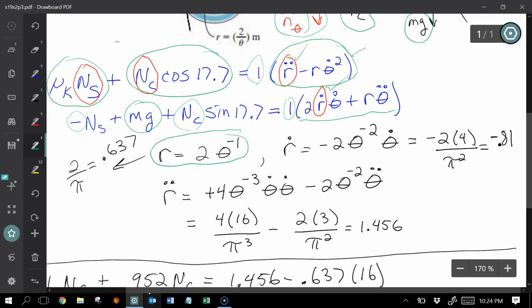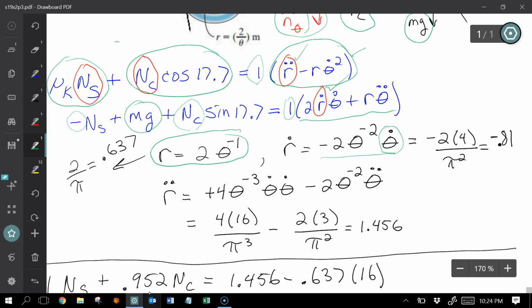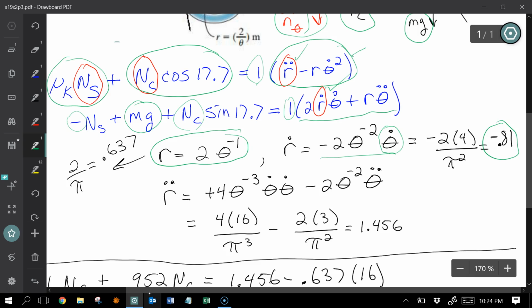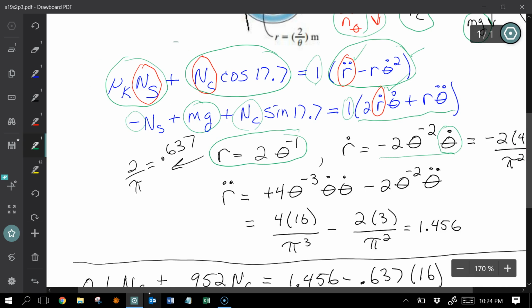So to take a derivative, just don't forget the chain rule. So hopefully this derivative makes sense. And when you plug numbers into that, you get negative 0.81 for the r dot. By the way, if you plug in the values for theta, remember that this has to be in radians. You're going to get your r is 0.637.